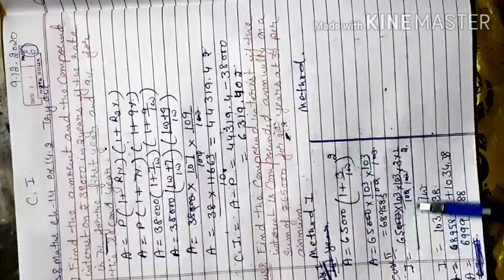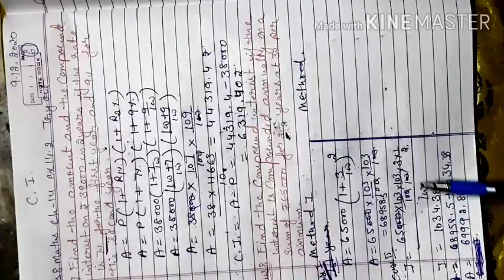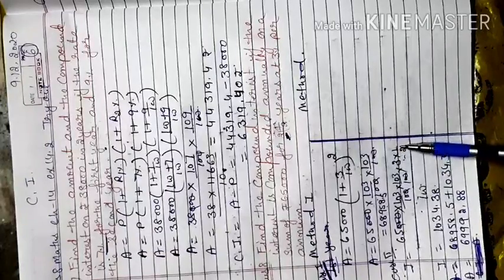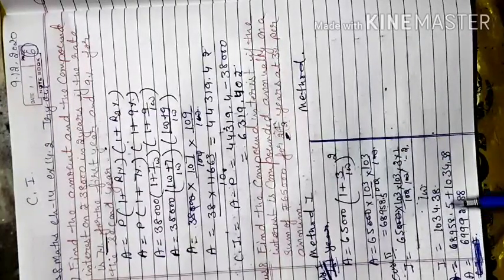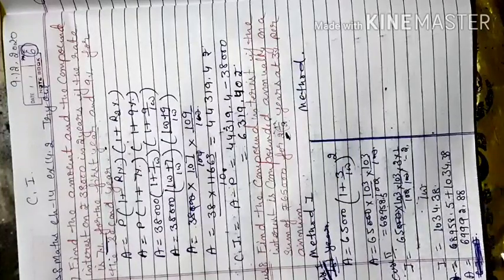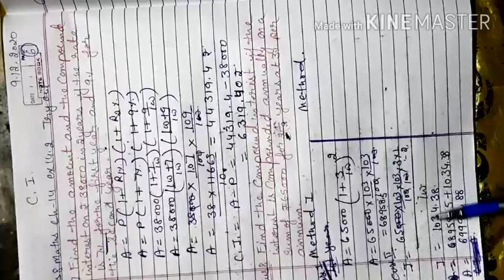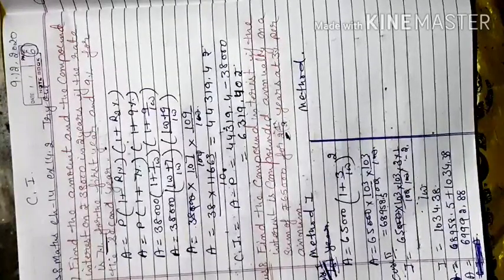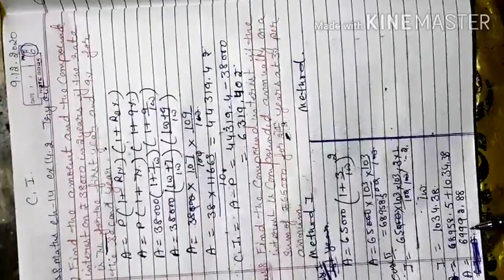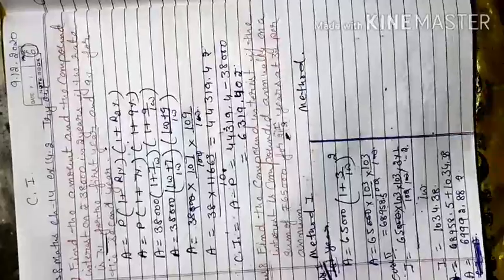So this amount will become the principal for the next year, that is the 3rd year, which is not a complete year. So the principal is this amount, rate is 3, and time is 1 by 2, divided by 100. When you calculate this, you will get 1034.38. When you add this interest to the previous amount, that gives you the total amount 69,922.88. So that is the first method.